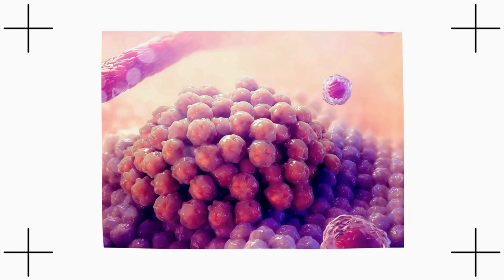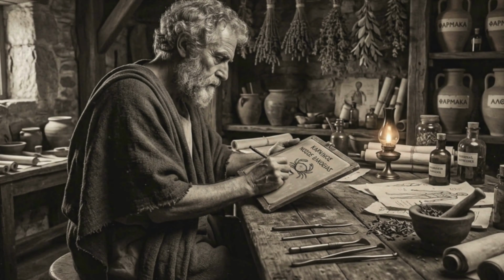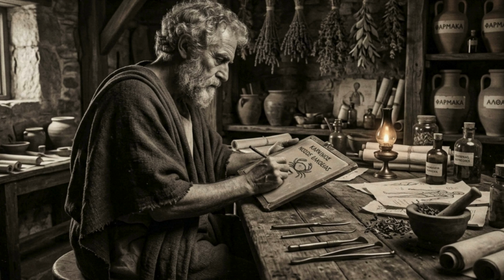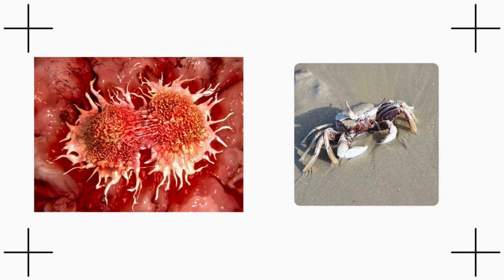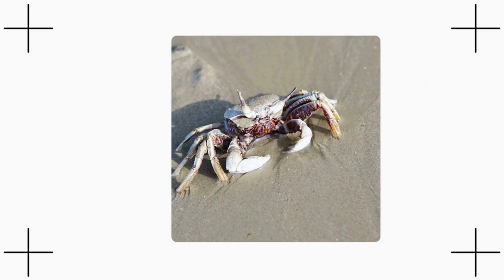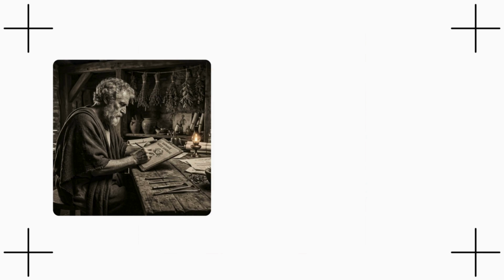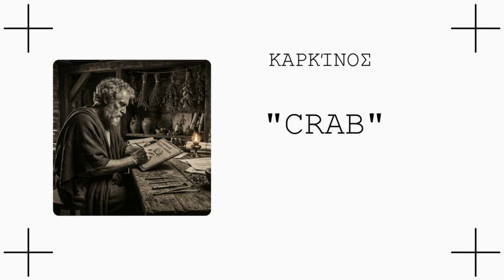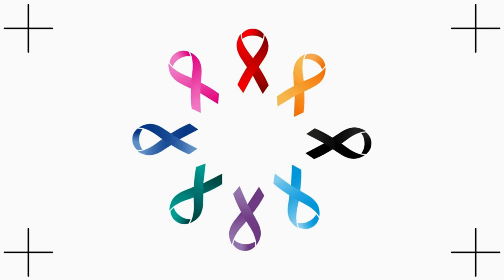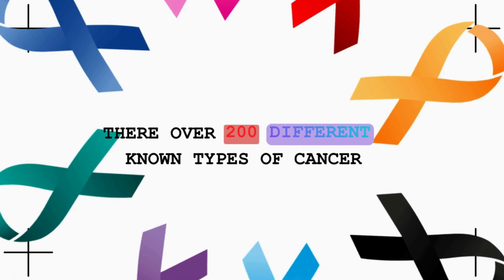We've known about this for a long time. Over 2,000 years ago, a Greek doctor named Hippocrates noticed something strange about these growths. Some tumors seemed to spread outward with creeping legs, grabbing onto healthy tissue like claws. It reminded him of a crab. So he called it karkinos, the Greek word for crab. Today, we know that single crab has evolved into a family of over 200 different diseases.